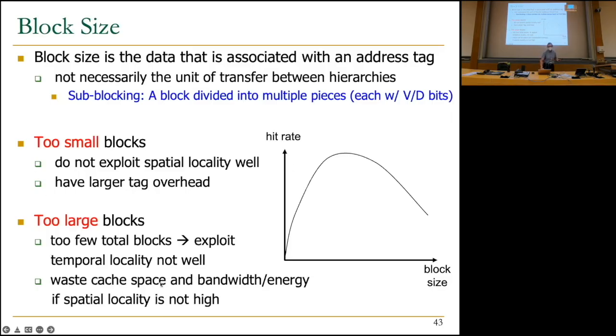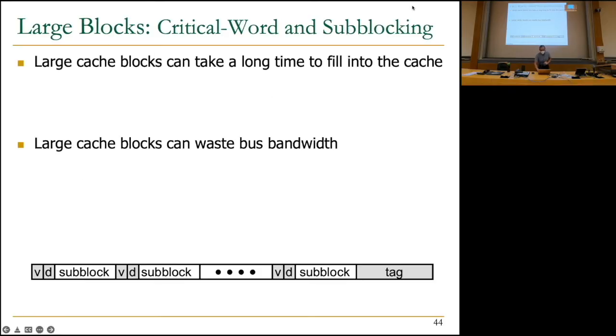Large blocks also waste cache space, bandwidth and energy if spatial locality is not high. Imagine that you're accessing only 1 byte out of the 1 megabyte block. You wasted your entire cache space, essentially, right? Okay, so there are some issues with large blocks. People have tried to increase the block size, and they always run into these issues. So the 64-byte cache block in IBM 370 is still 64 bytes today in many cases. There are some cases where you have 128, 256 bytes, but that's probably the largest.